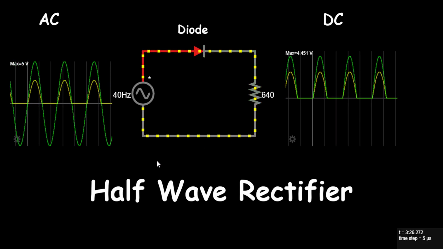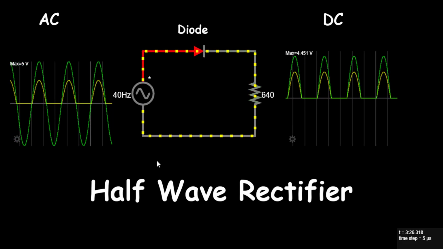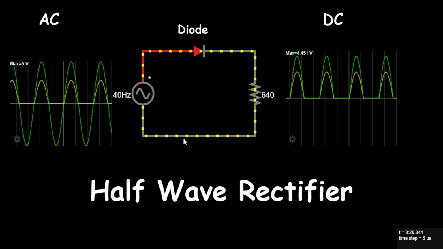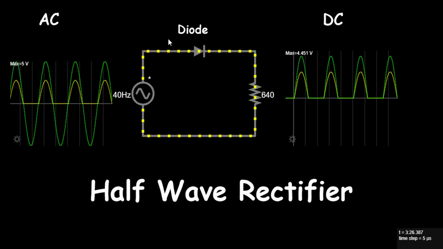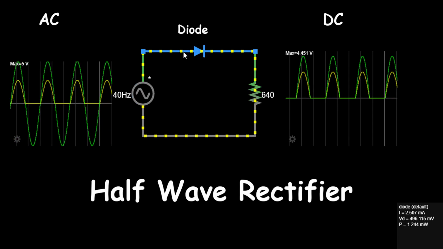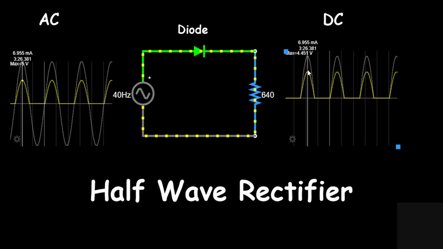We'll examine what happens during the positive and negative half cycles of the AC input voltage. Positive half cycle. During the positive half cycle of the AC input, the voltage at the anode of the diode is positive relative to the cathode. This forward biases the diode, allowing it to conduct current.